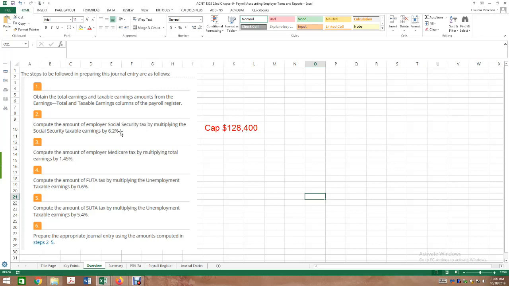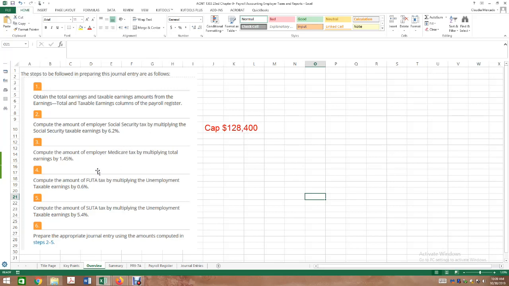If you've made more than $128,400, then anything above $128,400, you don't have to pay any more Social Security tax. So it's capped at that amount. So you only pay taxes up to $128,400. That is very important.